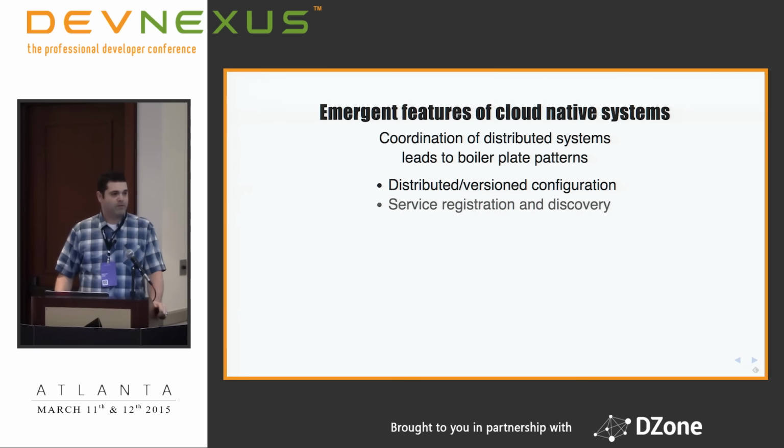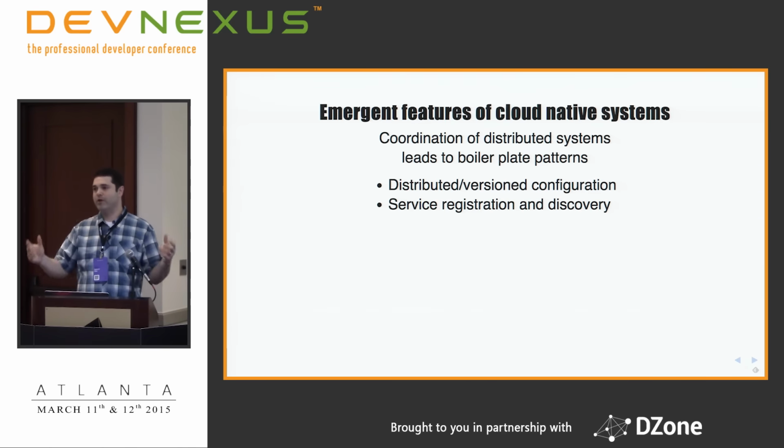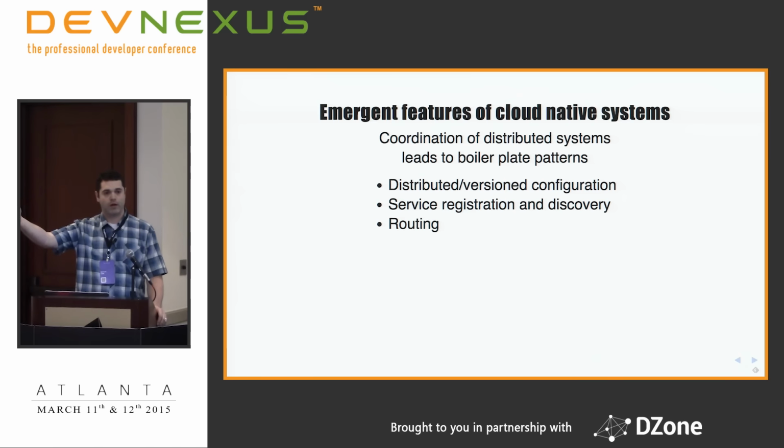Service registration and discovery, right? So I'm bringing up a new service. How do other services connect to it? I have n number of these, I have 10 nodes of service X. How do I know which one to connect to and things like that? Routing, not only from a client perspective, but internally, how do you route?